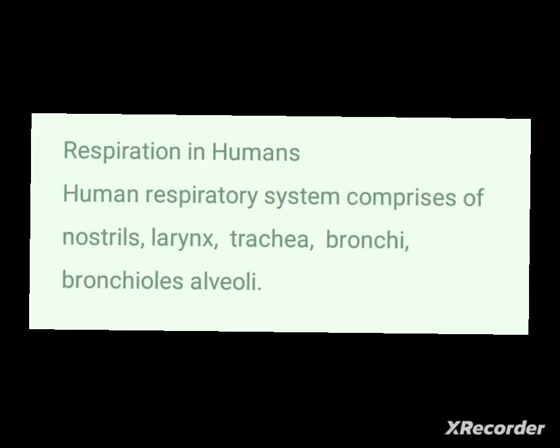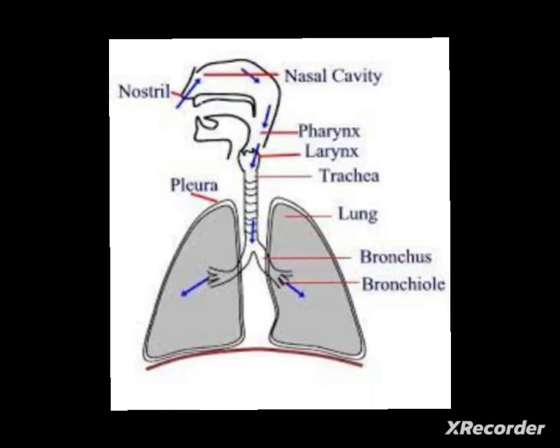Now coming to human respiratory system. The human respiratory system comprises of the following parts: nostrils, that is nose, larynx, trachea, bronchi, bronchioles, and alveoli. The last three, bronchi, bronchioles, and alveoli together form lungs. The lungs and the respiratory system allow us to breathe.